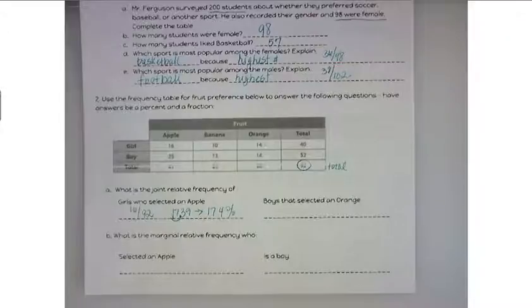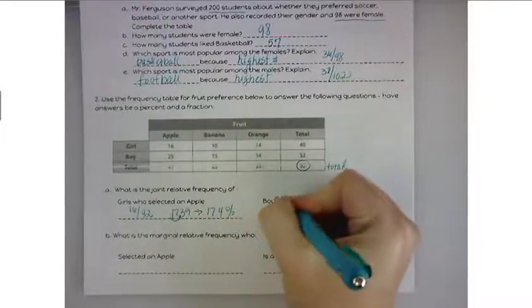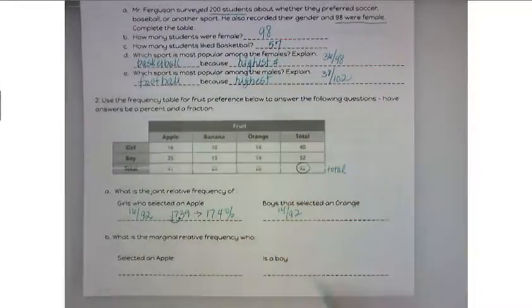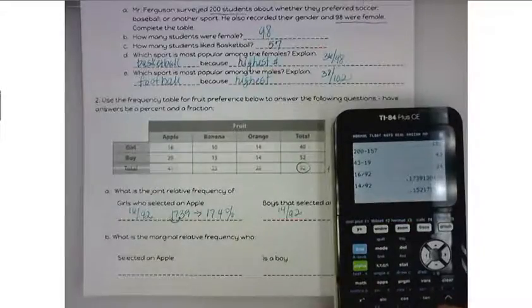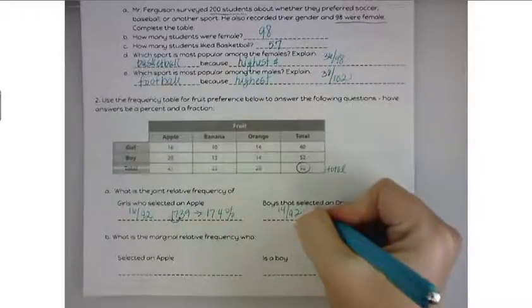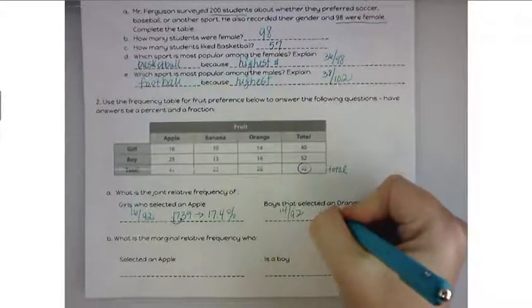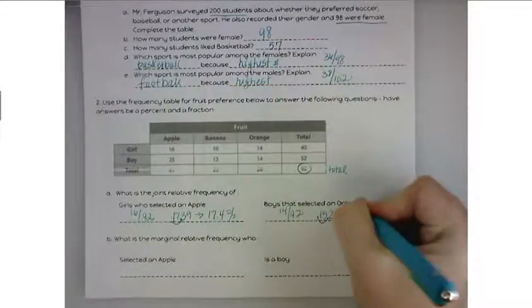So boys who selected an orange, that's going to be 14 over 92. So again, 14 divided by 92, 0.1521. Move the decimal back there, so it'll be 15.2%.